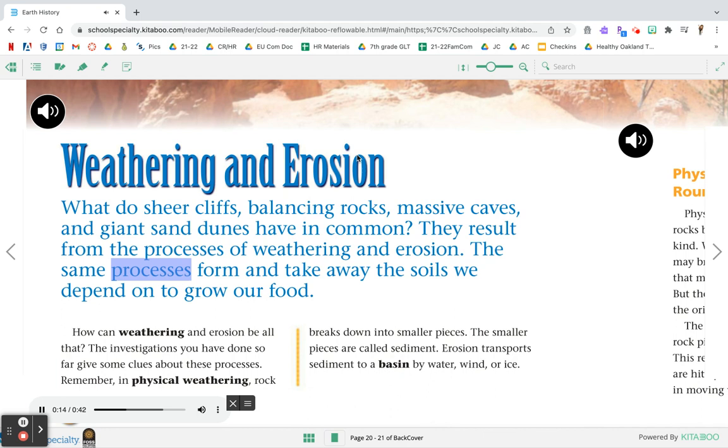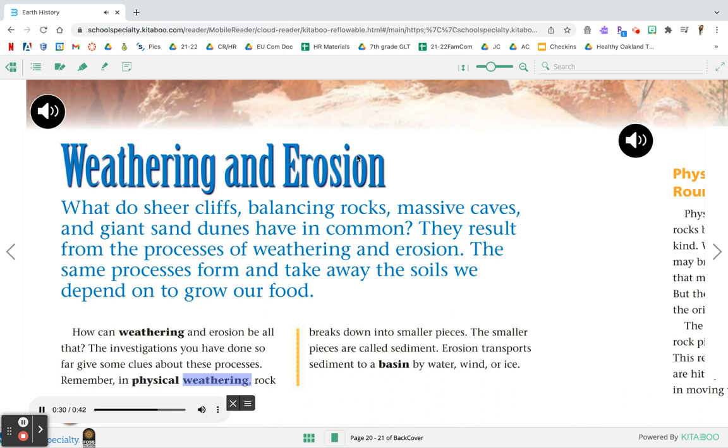The same processes form and take away the soils we depend on to grow our food. How can weathering and erosion be all that? The investigations you have done so far give some clues about these processes.